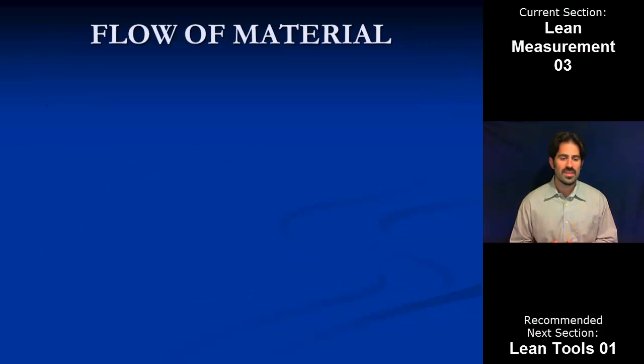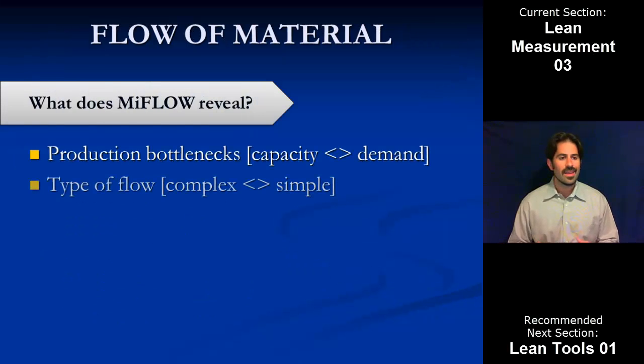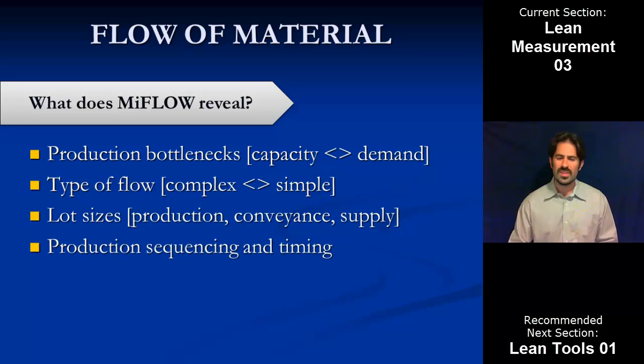So the first thing we'll take a look at is the flow of material, and what MiFLOW reveals in terms of how material moves through a process. The first thing it'll show, and what we're looking for, is production bottlenecks, so a difference between capacity and demand. Also the types of flow, is it complex or simple? There's an example of that.